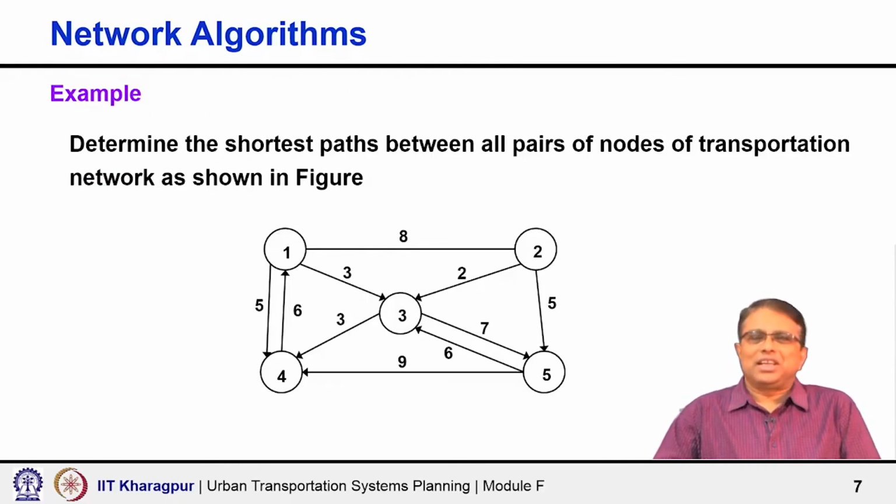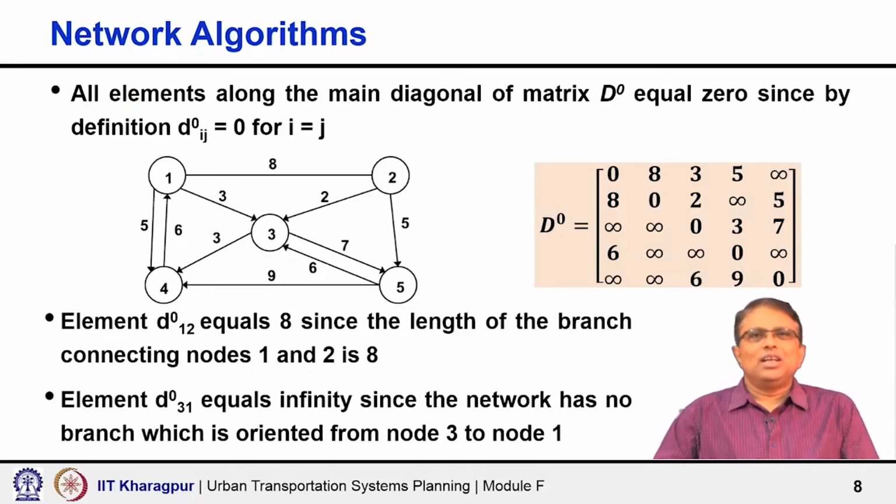Now, let us take an example. You can see this network, and I shall show you how you can apply Floyd's algorithm to get your final shortest path matrix and final predecessor matrix. Let us first go with D 0.